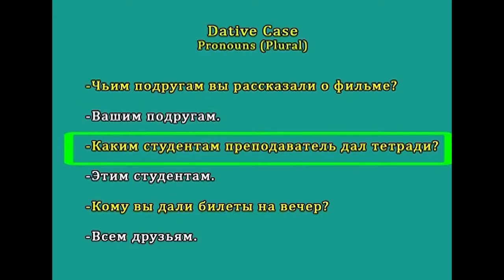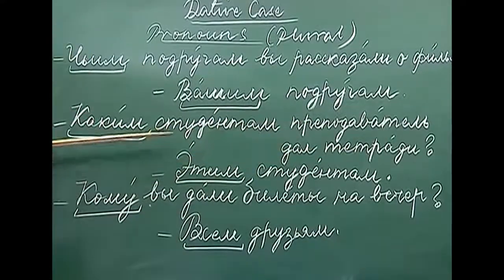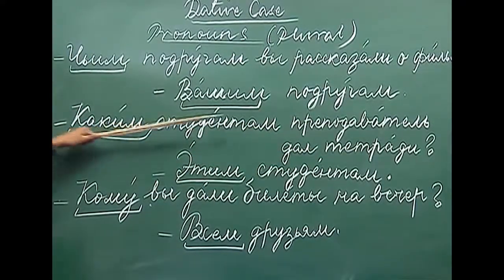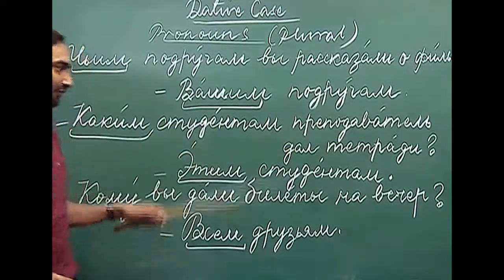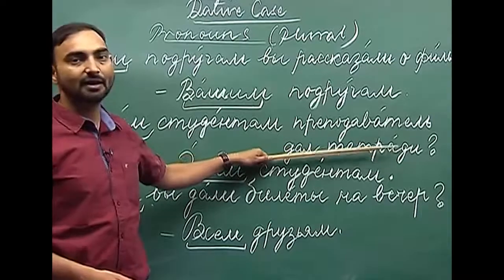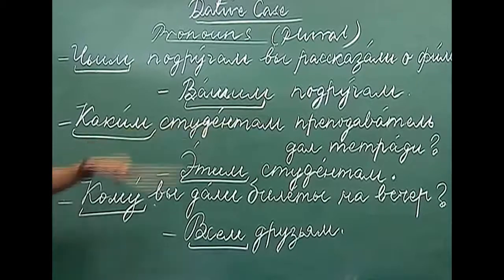The next interrogative sentence we have is kakim studiantam prapadavachal dal chitaraji. To which students did the teacher give the notebooks? Here, as you can see, chitaraji is the direct object and kakim studiantam denotes the indirect object.